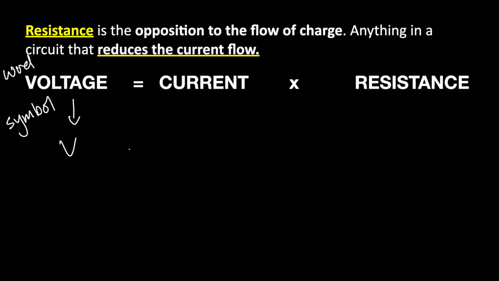Voltage is given by V. Current, as we know, is given by I. And resistance is given by R. So it's very common to hear this equation as V equals IR. Voltage is measured in volts.